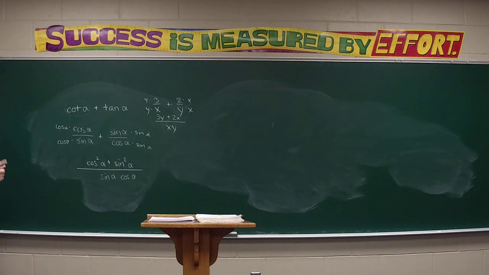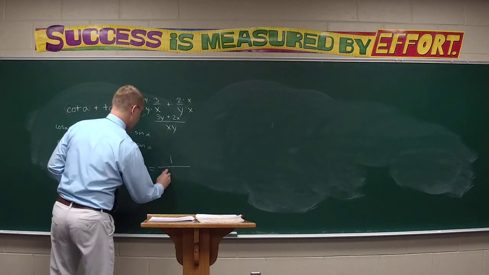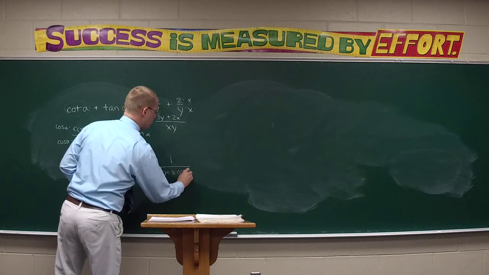Wait a second. Thoughts on that numerator? Cosine squared plus sine squared? That's one of our Pythagorean identities. What's that equal to? 1. So this could then become 1 over sine alpha cosine alpha.